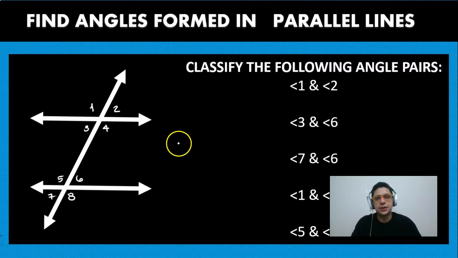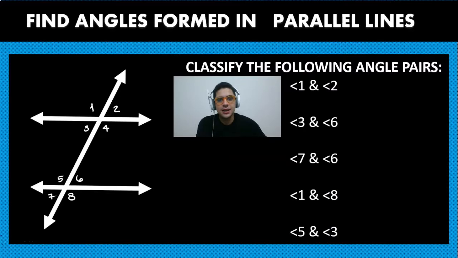So guys, the first thing we're going to be taking a look at is that they are asking us to classify the following angle pairs. So angle 1 and angle 2, angle 3 and angle 6, angle 7 and angle 6, angle 1 and 8, and 5 and 3. Okay, so let's take a look.